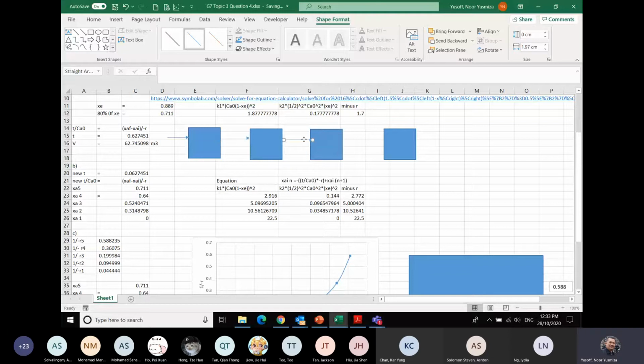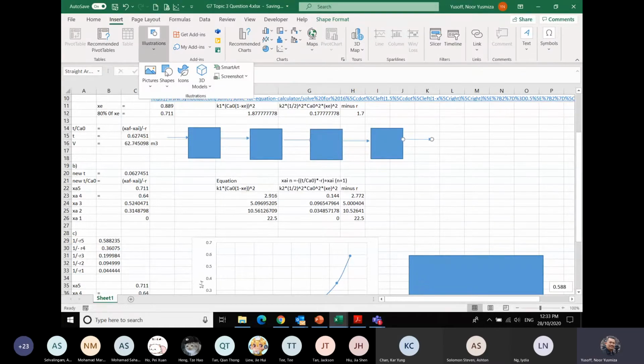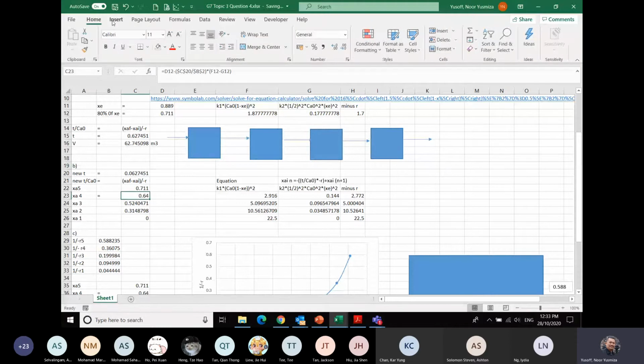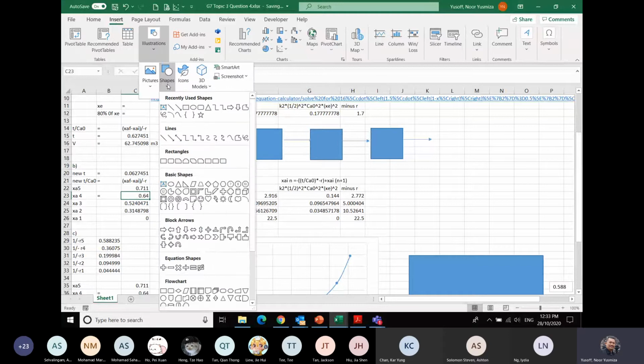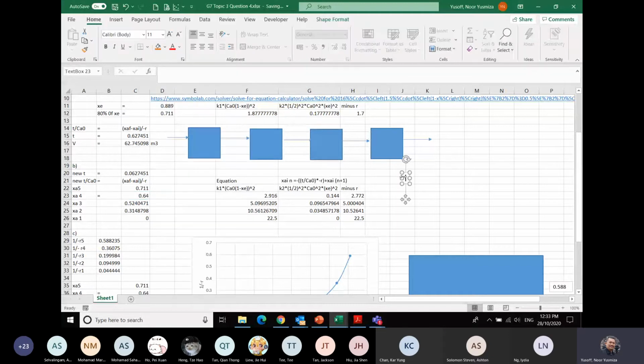I'm just going to quickly draw something so that you can visualize what happens here. All right, and also maybe we can put in the Y arrow and a text box. So this is what Kayung called XA5. XA5 is your final value here, which was obtained as 0.711. Correct, Kayung? Okay, correct. And then here is XA4.